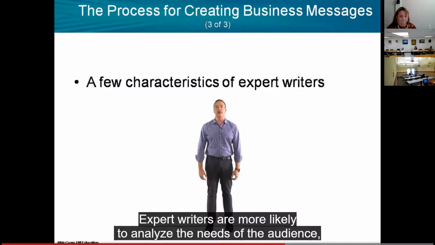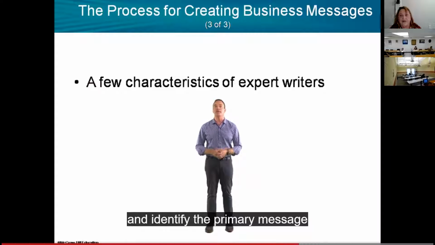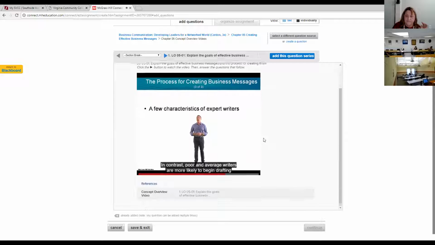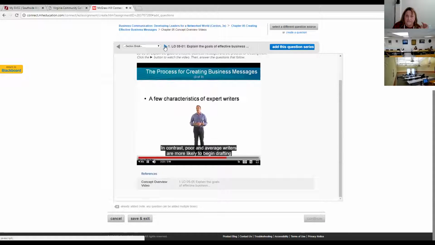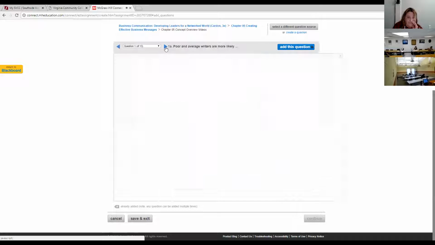Expert writers are more likely to analyze the needs of the audience, generate the best ideas to tackle a problem, and identify the primary message and key points before starting a formal draft of a business message. In contrast, poor and average writers are more likely to begin drafting or writing right away. They often address planning issues.